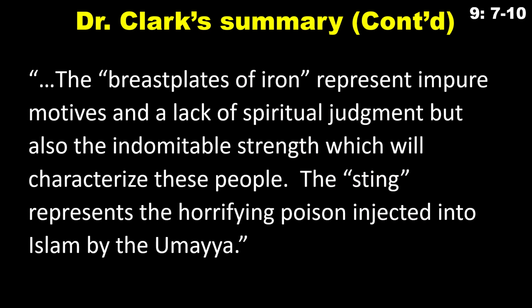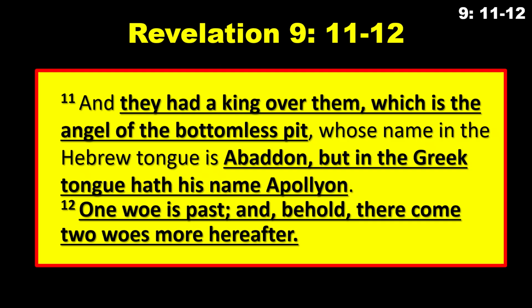The breastplates of iron represent impure motives and a lack of spiritual judgment, but also the indomitable strength which will characterize these people. The sting represents the horrifying poison injected into Islam by the Umayyad. Verses 11 and 12, quote, "And they had a king over them, which is the angel of the bottomless pit, whose name in the Hebrew tongue is Abaddon, but in the Greek tongue hath his name Apollyon. One woe is past, and behold, there come 2 woes more hereafter."